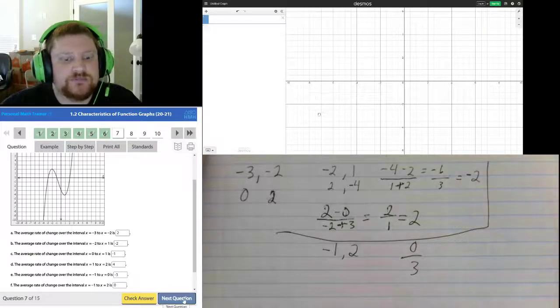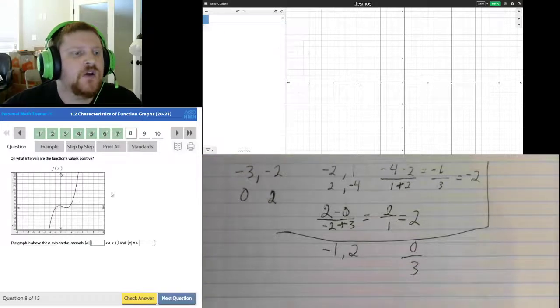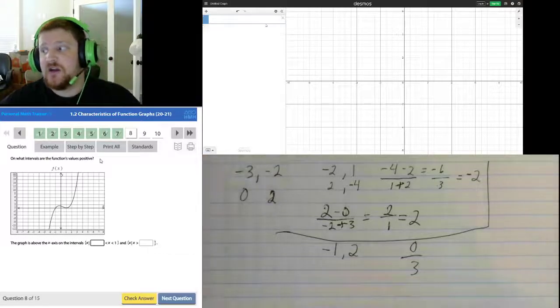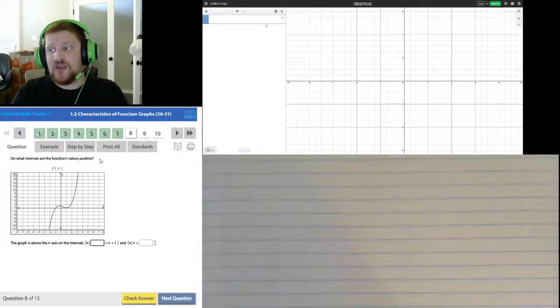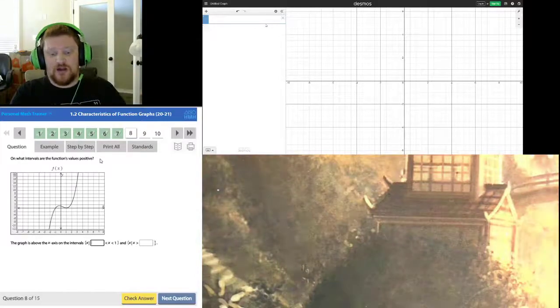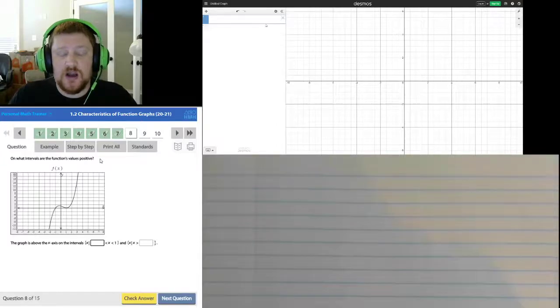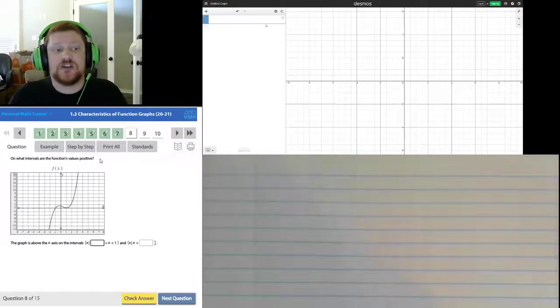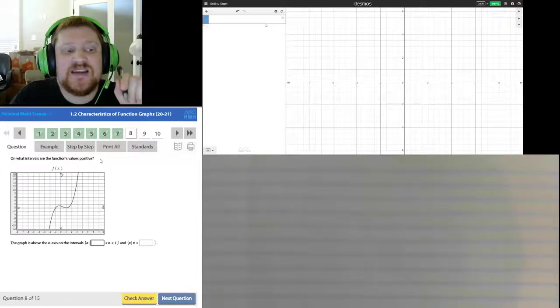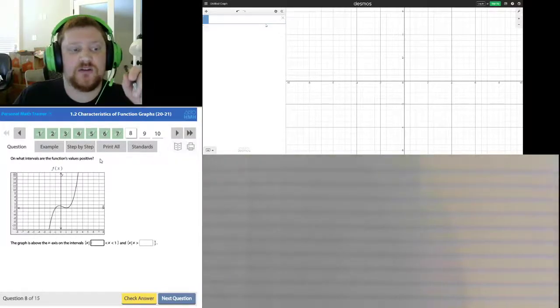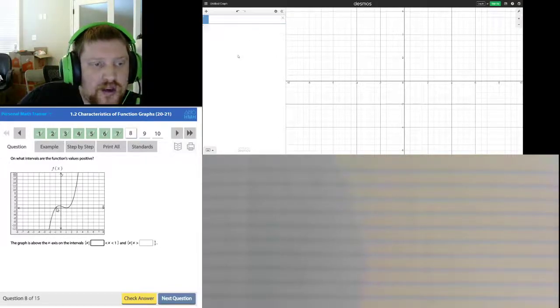Number 8. On what intervals are the function's values positive? Now, on number 1, I told you that we had the issue of having to figure out what intervals something is positive, or what intervals something is increasing or decreasing on. This question is different. They want to know the intervals for which it's positive. So that means, where is it above the y-axis?